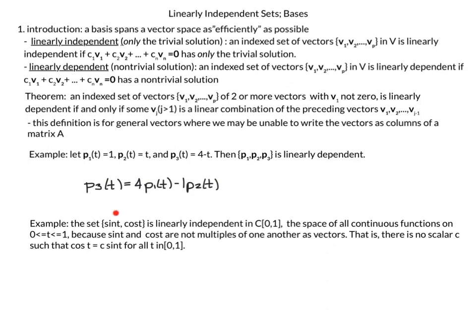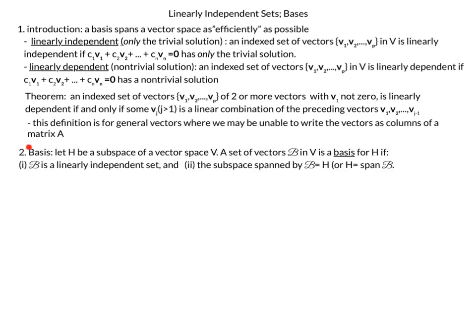Another way of looking at this is, remember, when you have two vectors, they're linearly dependent only if they are multiples of one another. And you can see that cosine of t is not equal to c sine of t. There's no scalar c such that cosine of t equals c sine of t for all t in 0 and 1.